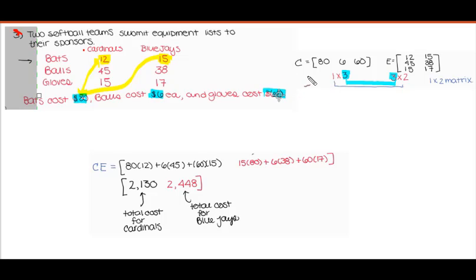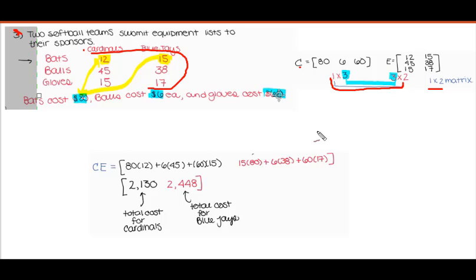So over on the side, we can convert the unit cost into a matrix, which we could call C. So matrix C is 80, 6 and 60 based on the unit cost. It's a 1 by 3 matrix. If we looked at the numbers of each item required by the teams, we have this matrix here, which is a 3 by 2. It comes from that information there, and we can see they're conformable because we've got the 3's in the middle. The size of the resulting matrix will be a 1 by 2. So we can multiply those together.